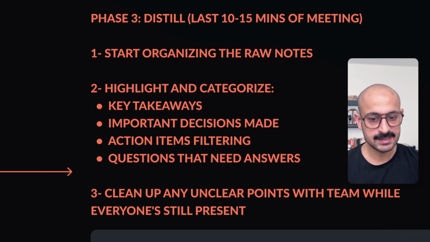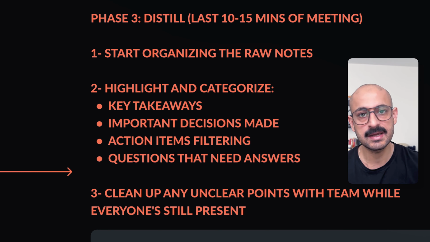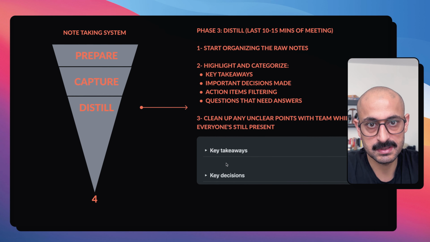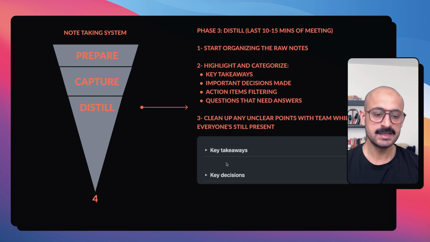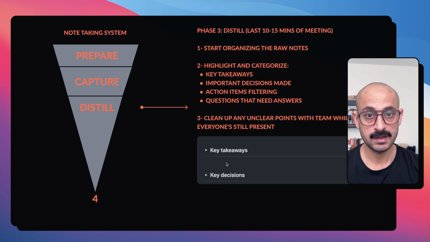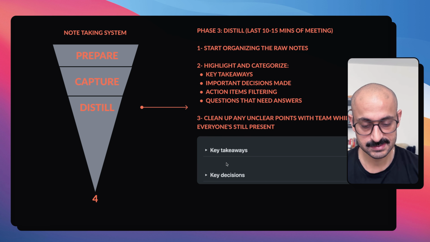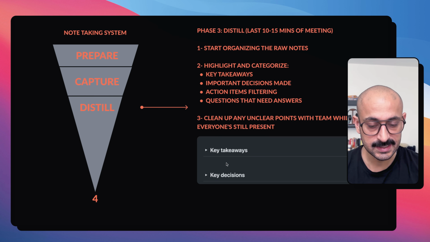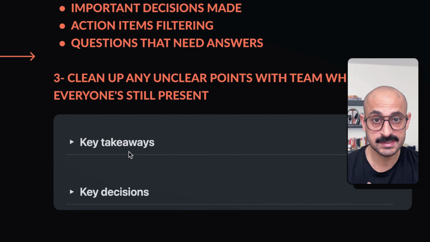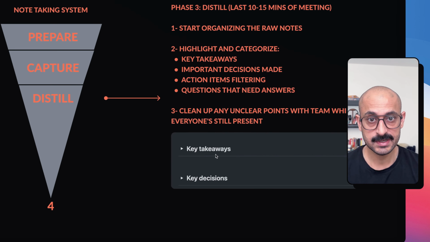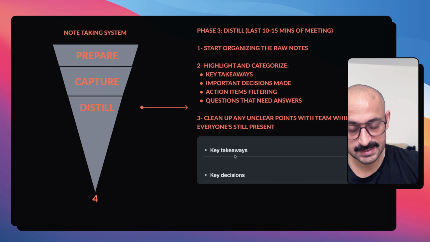Just highlight, categorize the key takeaways, important decisions that were made, action items, just filter them, and then the questions that need answers and who are going to get those answers. Just do the cleanup. And this is where you do the cleanup. In the template, you have the key takeaways and the key decisions. This is where everything is going to be distilled.